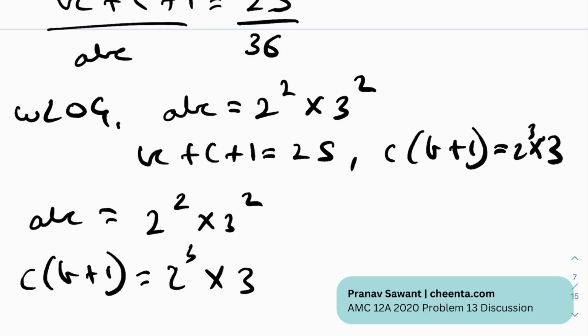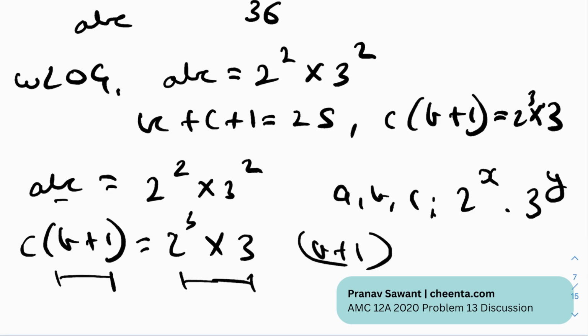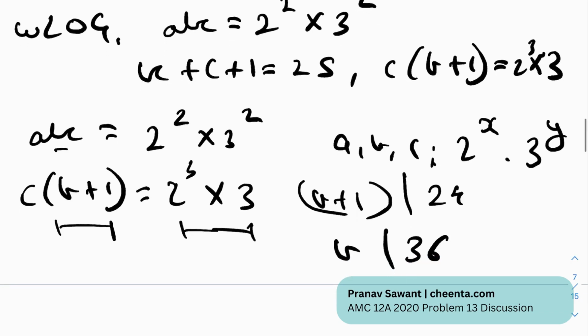Perfect. Now we can see that a, b, and c will be of the form 2 raised to the power x times 3 raised to the power y, where x and y are greater than or equal to 0. That's pretty obvious over here. Another thing we can see is that b plus 1 is a factor of 24, and b, which is one number less than that, is a factor of 36. So b plus 1 divides 24, and b divides 36. It's a correct statement if I say that. So if we can somehow get the value of b, that would be great, right?